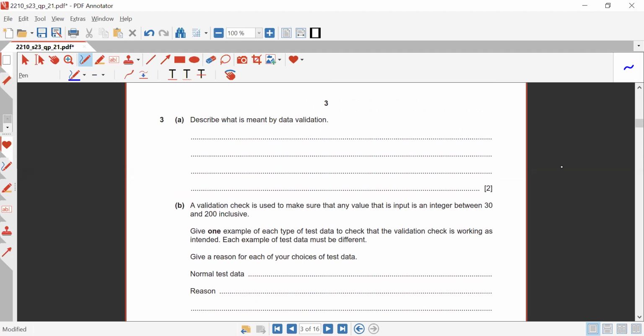Coming to question number three, what does it say? Describe what is meant by data validation. Okay, now data validation is actually checking whether the data that you have entered over there is authentic or not. So it's for 2 marks. So what are we going to write down?